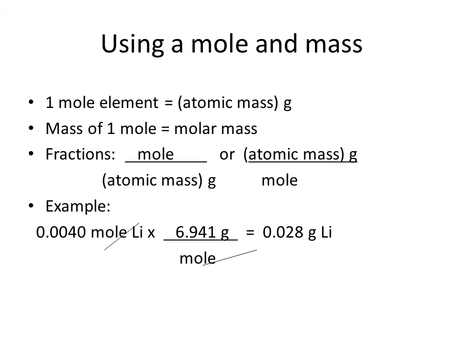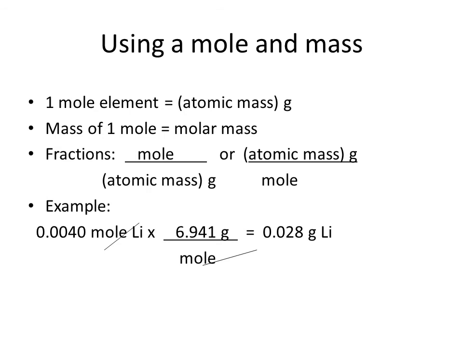Let's look at an example of how you would do that. If I have 0.0040 moles of lithium and I want to know how many grams there are, I create a fraction going to the periodic table and seeing that written for lithium is a 6.941, a decimal number. I take that decimal number and I put grams after it and set it equal to 1 mole.